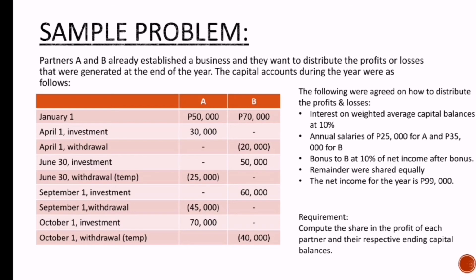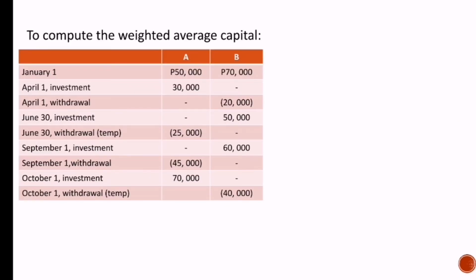So of course, since this is a partnership operation, ang pinaka main issue dito is magkano ang matatanggap ng isang partner sa share niya sa net income. At the same time, requirement din sa atin is ibigay yung ending capital balance ng bawat partner. Okay? So let's solve it. Unang-una, dahil unang binigay doon yung interest on weighted average capital, i-compute muna natin yung weighted average capital para ma-compute natin yung interest.